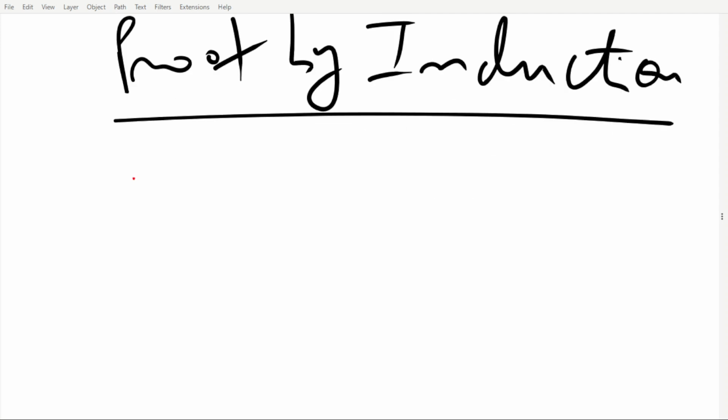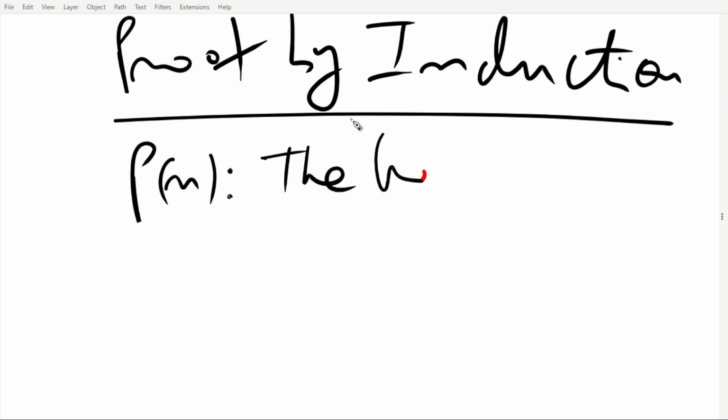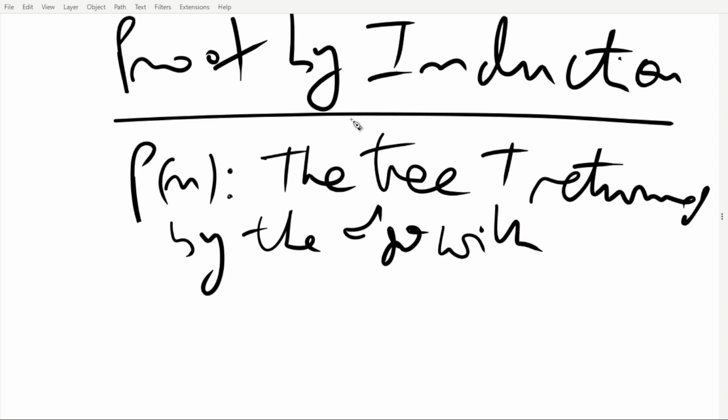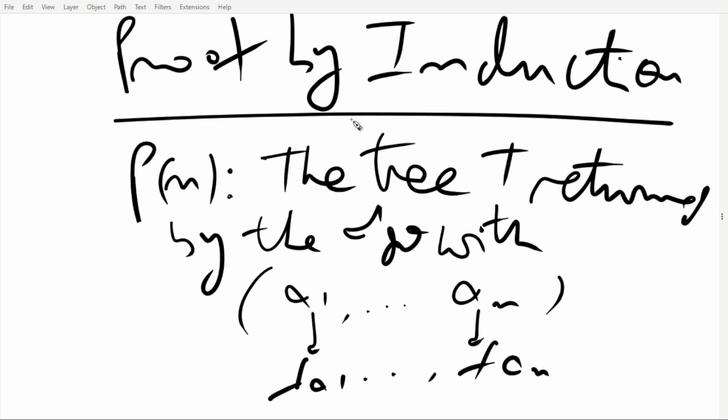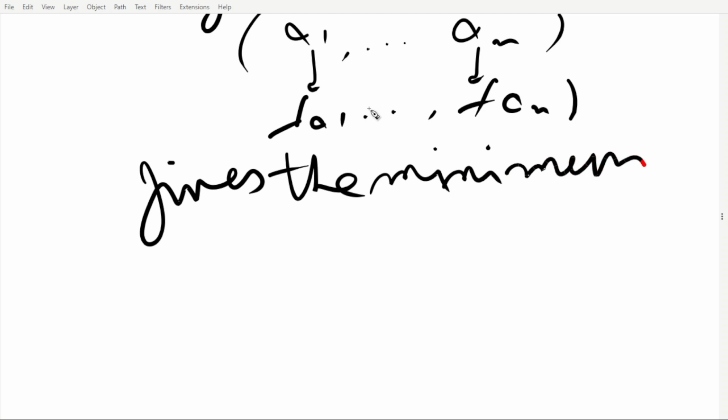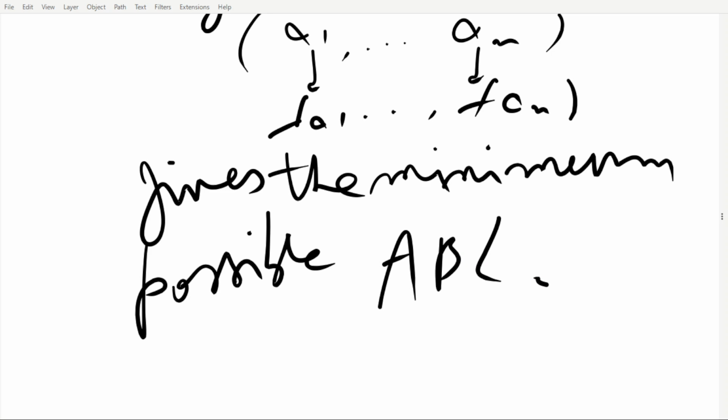So our induction statement is Pn: the tree T returned by the algorithm with n inputs, a1 up to an, with the corresponding frequencies fa1 up to fan, gives the minimum possible average bit length. This is our induction statement.